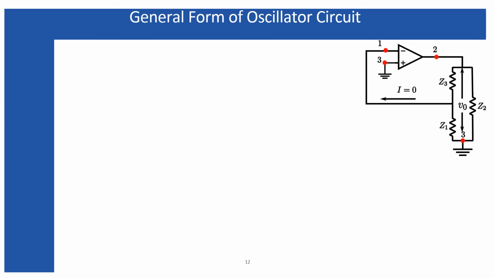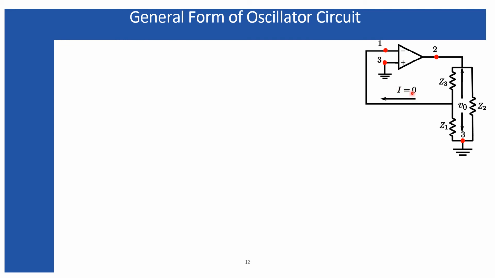Now I'm going to demonstrate the general form of the oscillator circuit. Here, for the amplifier, you can consider any high gain amplifier, although the symbol looks like an operational amplifier. So either you can use an operational amplifier or any type of high gain amplifier over here, which has high gain along with high input impedance. Since the amplifier has high input impedance, I'm considering that the current I entering into the device is equal to 0.